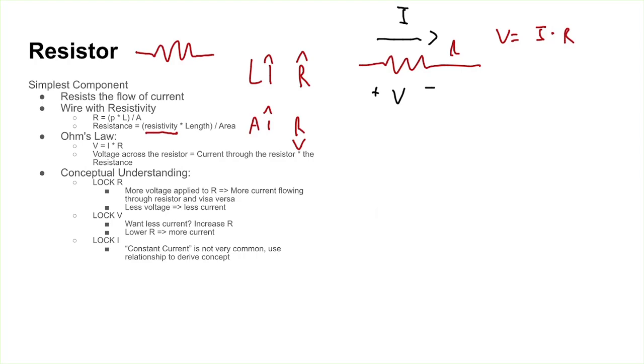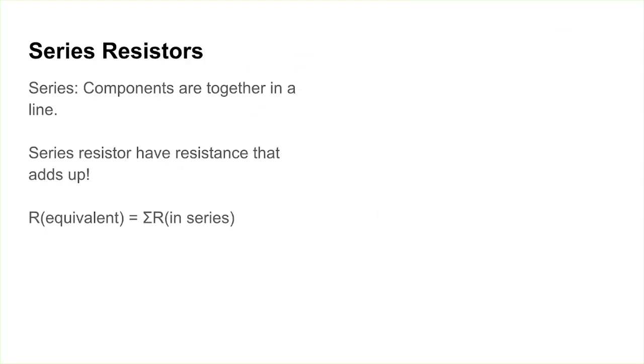You could also lock I, but in general, what we'll learn is that you don't really see a constant current in the types of circuits we build in most power systems. But you can use the relationship, Ohm's law, to derive the conceptual understanding.